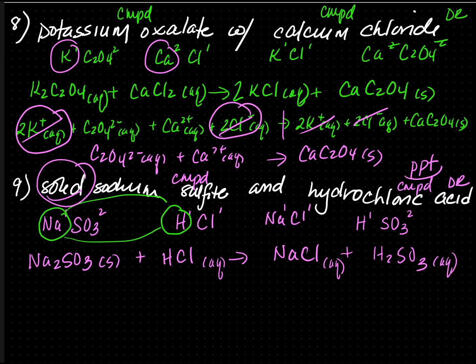So now we need to balance. There's 2 Na, so we need a 2 here. That makes it 2 chlorines. So I need a 2 here. That makes it 2 hydrogen, and everything else is balanced. This is our molecular equation.